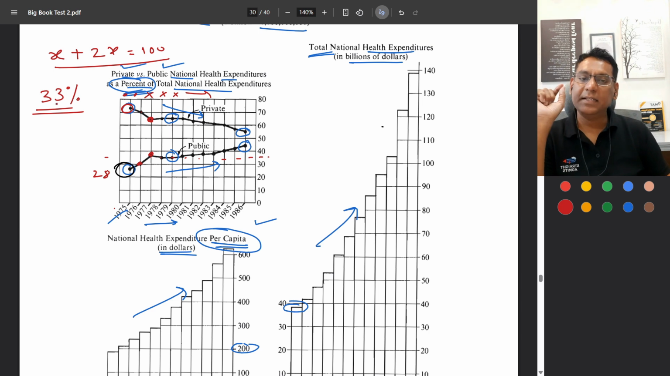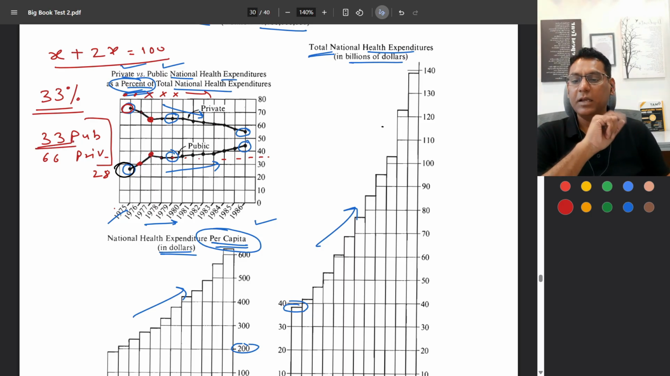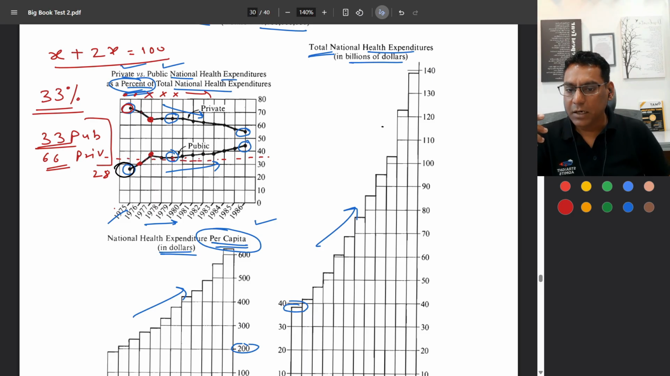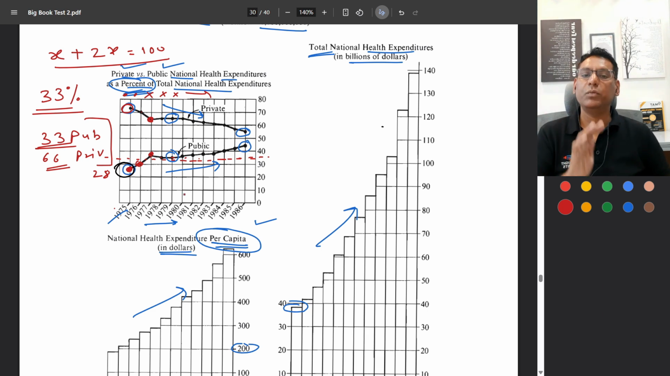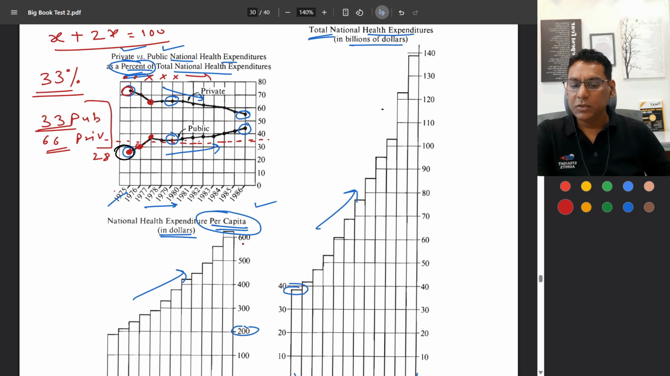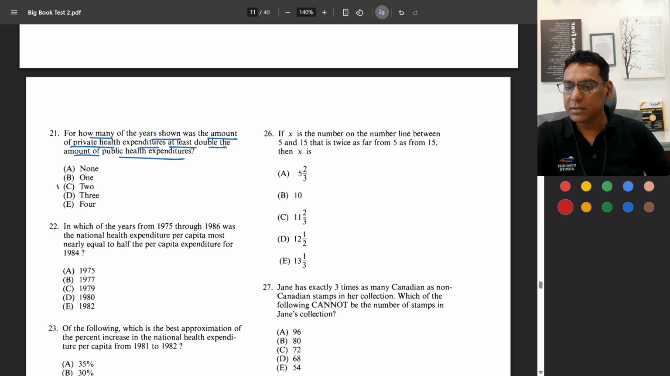Correct? Exactly at 33% public, 66% private, the equation makes sense. If public is less than 33, then the equation makes sense. If public is more than 33, this number will be less than 66 and the equation will not make sense. So that's why if you draw a line around 33, the first two numbers are the only numbers where this will work. That's the logic part of it. So the answer here is basically 2 years. Answer choice C.